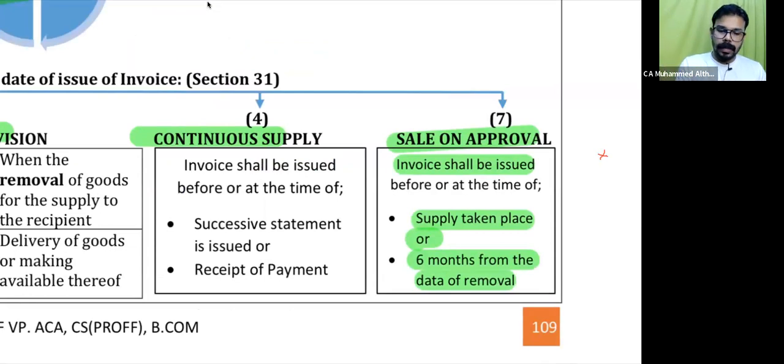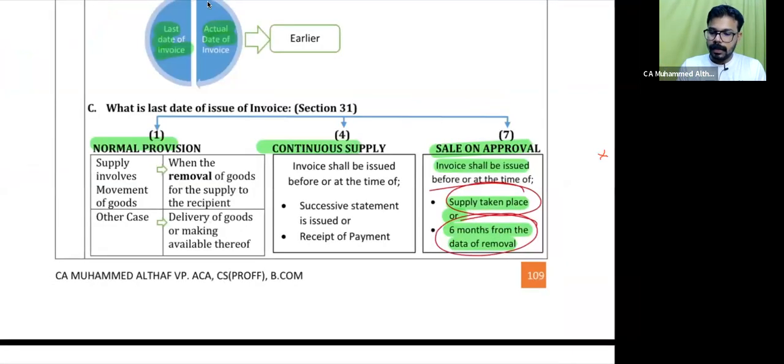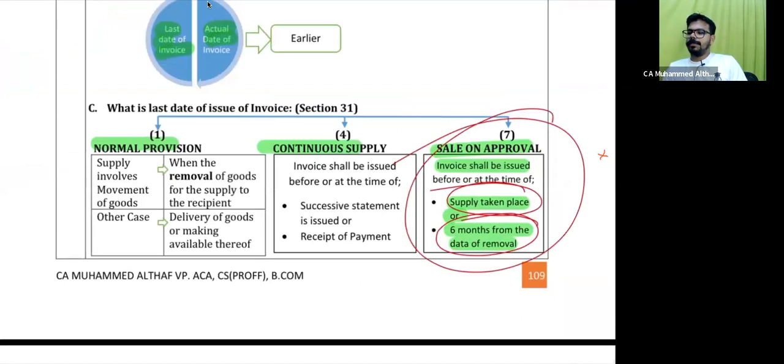within 6 months, then the last date will be the date of acceptance, when the supply takes place. But if he has not accepted within 6 months and also not returned back within 6 months, then the invoice shall be issued on that 6 month ending date. So this is the provision. I think all of you have studied this provision, right? This one all of you know, correct? Yes or no? Yes. Now do this question, everyone.